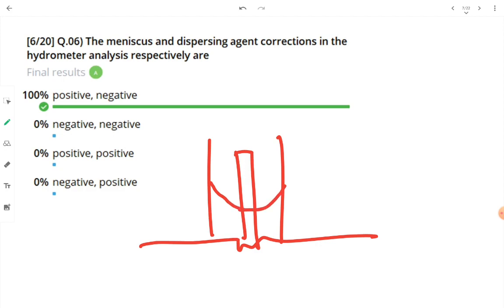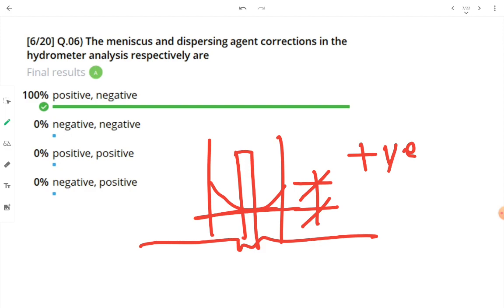Now see, we are taking the reading at this point, but because of the concavity of the liquid, the actual level is shown over here. Therefore, this is the difference between where we take the reading and where the liquid is touching the tube. Because of this level difference, we have to add for that meniscus error. Therefore meniscus correction is positive. Meniscus correction is what? Positive.